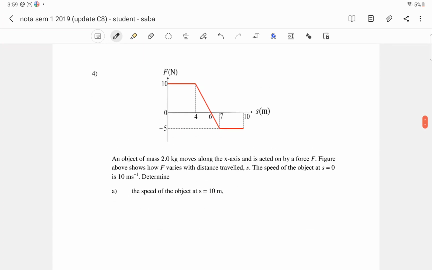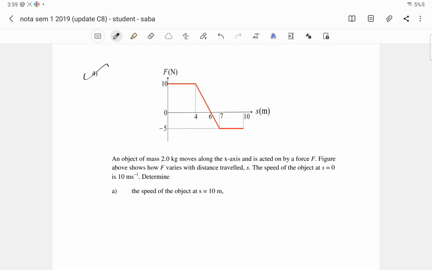Okay, number 4 is the graph. So we have to find the area on the graph. Okay, so number 4 here. Number 4 ni macam soalan nombor 9, soalan nombor 9 soalan tu sama saja. Okay, so saya ajar dulu.